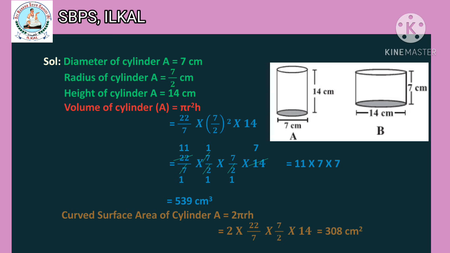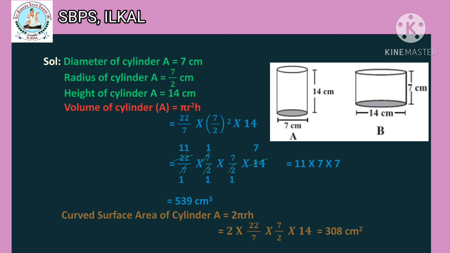Then r square is equal to 7 by 2 whole square into 14 because height they gave 14, which is equal to 22 by 7 into 7 by 2 into 7 by 2 into 14. Let us strike out children. 2 ones are 2, 2 11s are 22 and 2 ones are 2, 2 sevens are 14. And numerator and denominator 7 7 let us strike out. Then 11 into 7 will remain. After multiplication we will get 539 cubic centimeter.